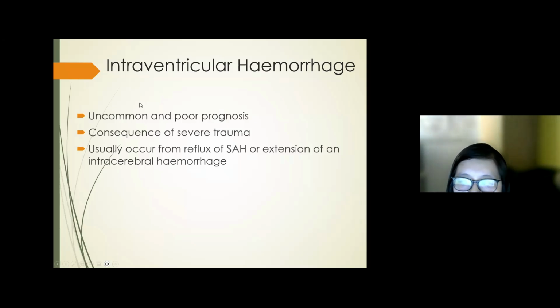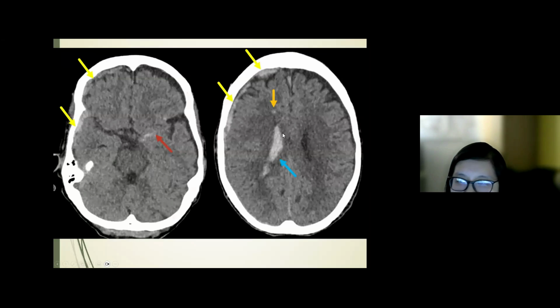So for intraventricular hemorrhage, it is uncommon and carries a poor prognosis. It is the sequela of severe trauma, usually occurring from reflux of subarachnoid hemorrhage or extension of an intracerebral hemorrhage. So we can see in this image, there is a hyperdensity here inside the right lateral ventricle, and this is intraventricular hemorrhage.